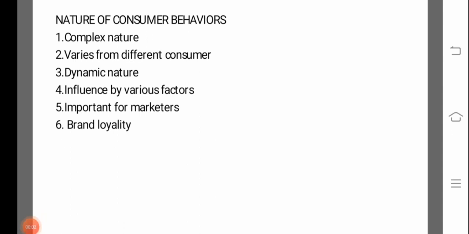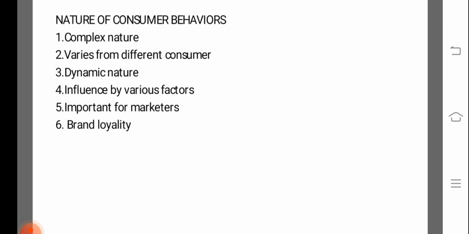Importance for marketer. Yes, important for marketer is another important nature of consumer behavior. It's important for the marketer to understand the consumer behavior, taste, and needs before making any product for the success of their product. The success and failure of a product totally depends on the consumer behavior and consumer taste. Therefore, the marketer must study the consumer behavior. In the marketplace, the consumer is regarded as the king of the market. Thus, priority should be given to consumer behavior.